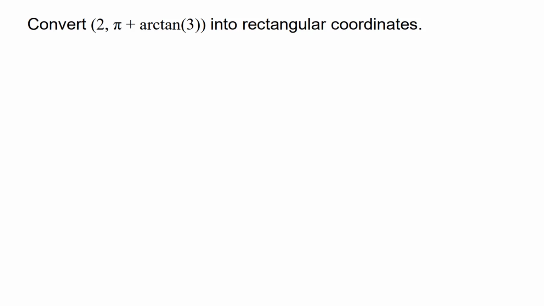We want to convert 2 and pi plus arctan of 3 into rectangular coordinates. So we know with polar coordinates, this is the r, so r equals 2, and this is the angle theta. So theta equals pi plus the arctan of 3.